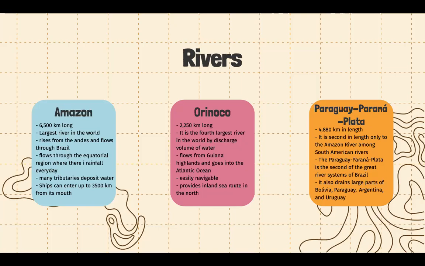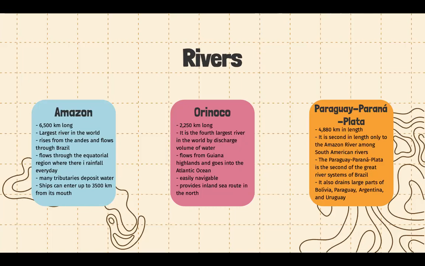The Orinoco River is 2,250 kilometers long. It's the fourth largest river in the world by discharge volume of water. It flows from the Guiana Highlands and goes to the Atlantic Ocean. It is easily navigable, and it provides an inland sea route in the north.